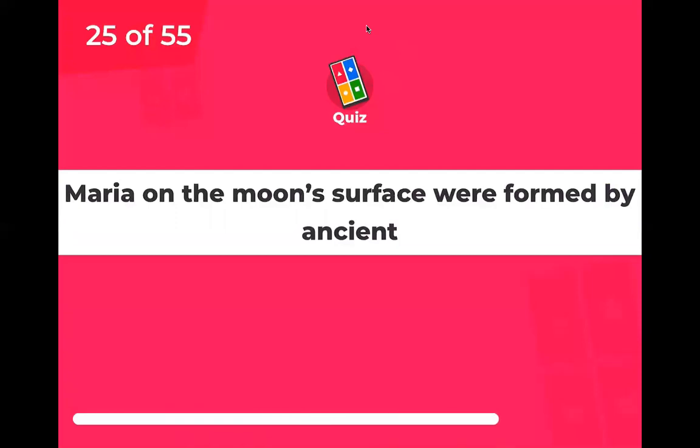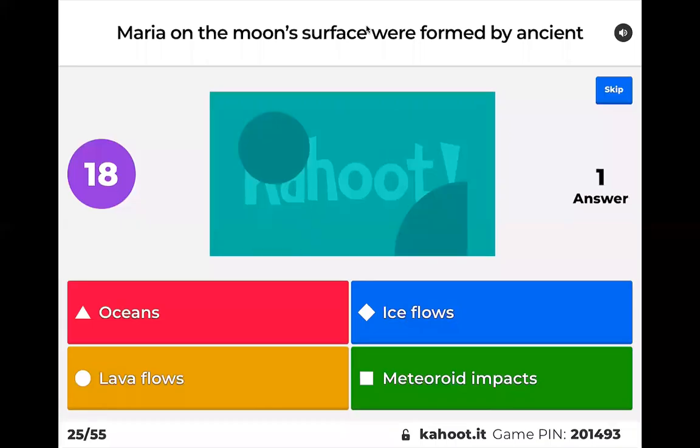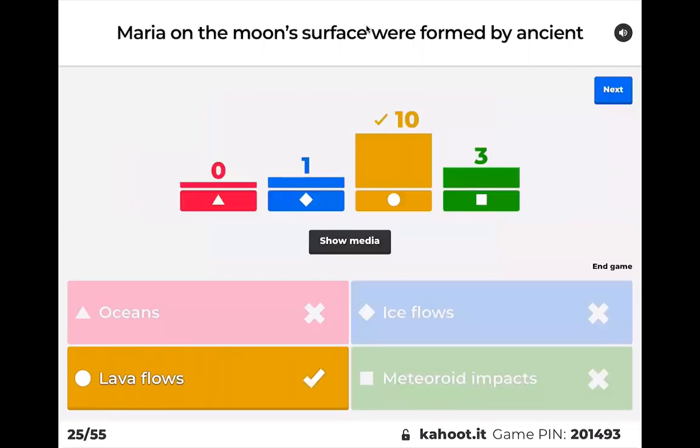Maria on the moon's surface were formed by ancient oceans, lava flows, ice flows, or meteoroid impacts. Maria. Yes, lava flows. Good job.